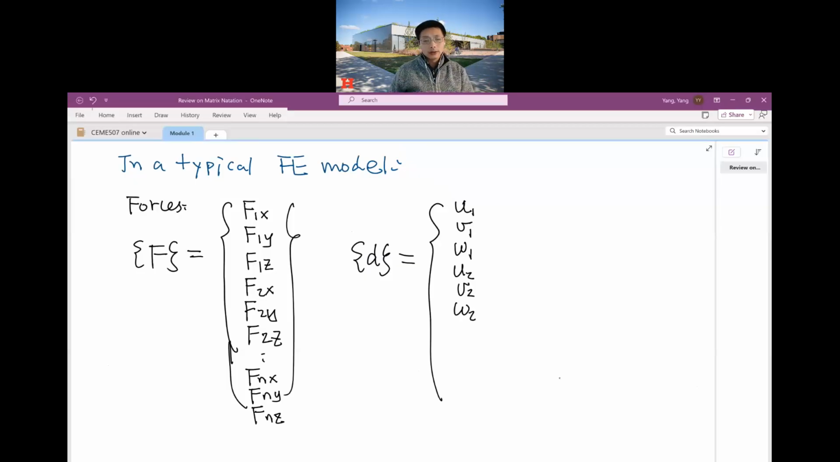Because theoretically, we need to consider the displacement for any given point in the 3D space in three different directions, x, y, and z. Right? So we use u, v, and w for the displacement in the directions x, y, and z respectively here, until we consider all the points.